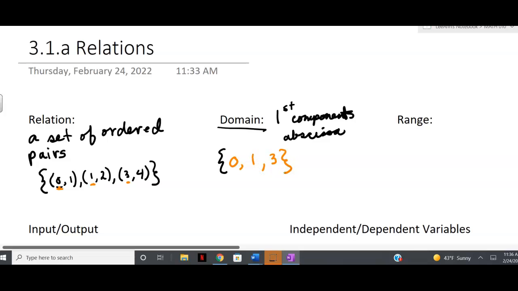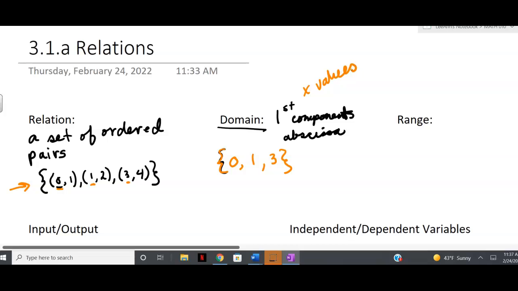So, sorry for the color thing there. So that would be the domain. If somebody said, hey, here's the relation, tell me what the domain is, you would just list 0, 1, 3. The range, you could call these the X values, I guess. That might be easier to remember than abscissa.